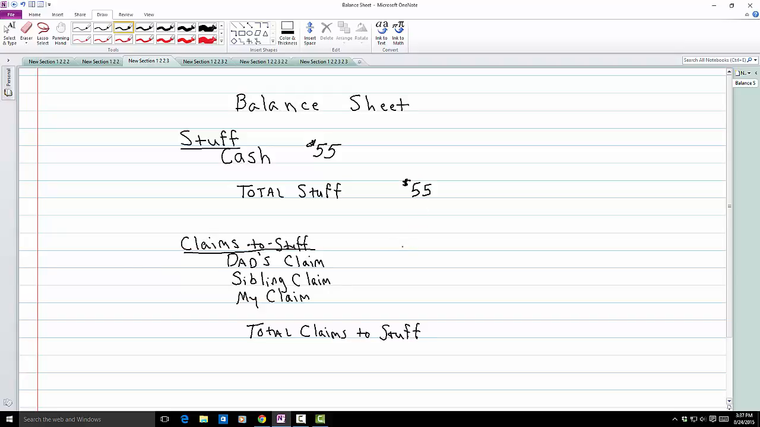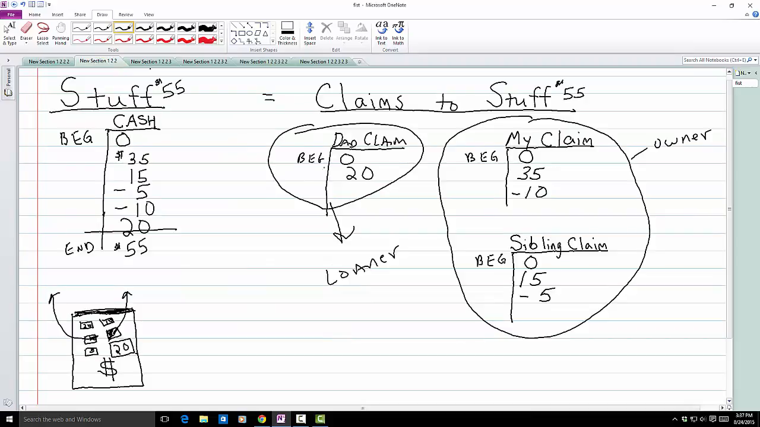Now, the reason they call it a balance sheet is because this part is going to equal that part. It's going to balance. So our stuff is going to equal claims to stuff. In our example, Dad loaned the bucket 20 bucks at the very end, so his claim is going to be 20. Our sibling had $10 in the bucket, and we ended up with 25 in the bucket. And again, I got those numbers from our second video. Dad's claim was 20. He loaned us 20 bucks. We didn't pay him back anything yet.